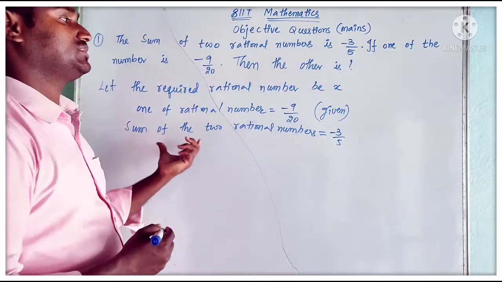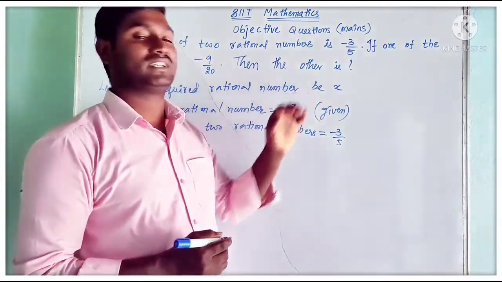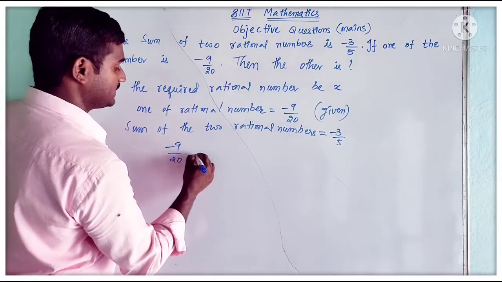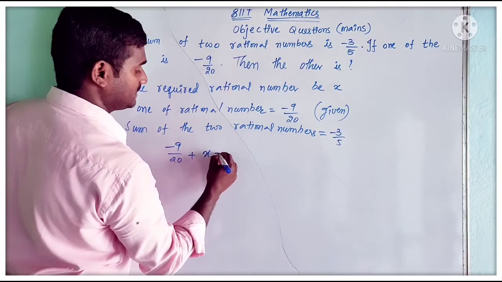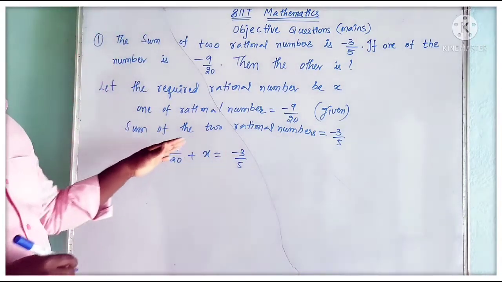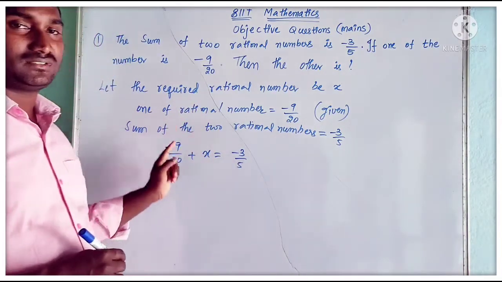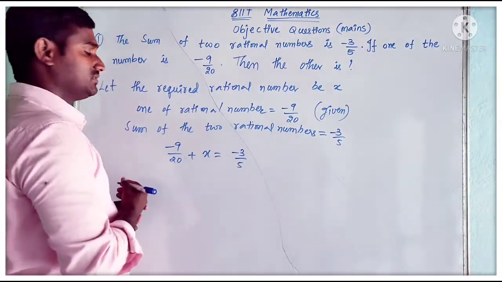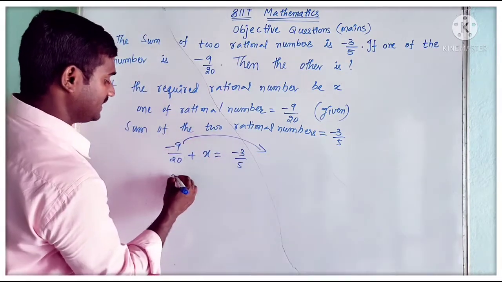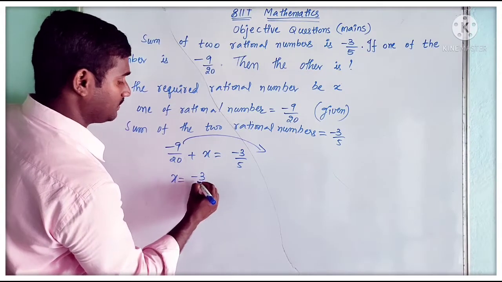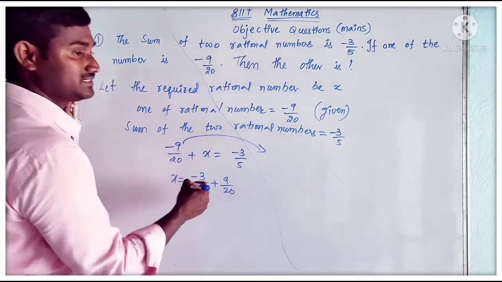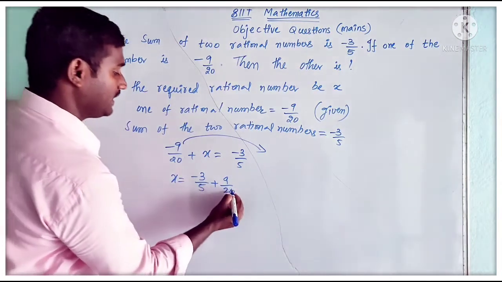So sum of the two rational numbers means this rational number plus this rational number. That is minus 9 by 20 plus x equal to minus 3 by 5. According to the condition, this is the equation. Now we need to find the x value. So I am transposing minus 9 by 20 to the right side, then x equal to minus 3 by 5 plus 9 by 20.